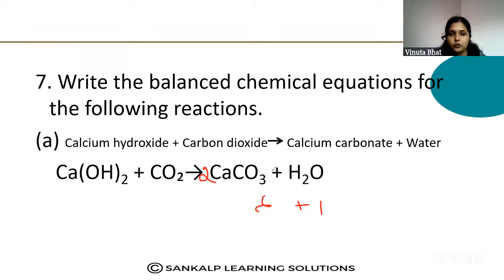If I add the 2 here, let us balance the oxygen: 2 plus 2, 4 here, 3 plus 1, 4. Yes, it is balanced. Not 3 here, it is 2, so 2 plus 2, 4, and 3 plus 1, 4. Balanced. Already this reaction is a balanced chemical reaction.